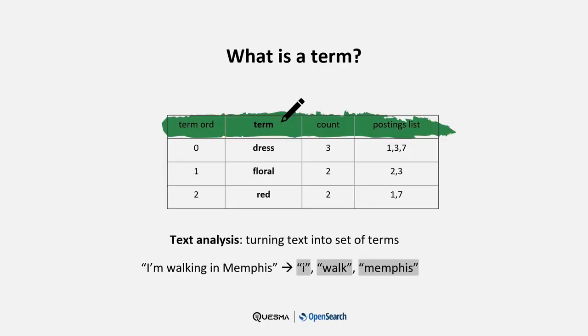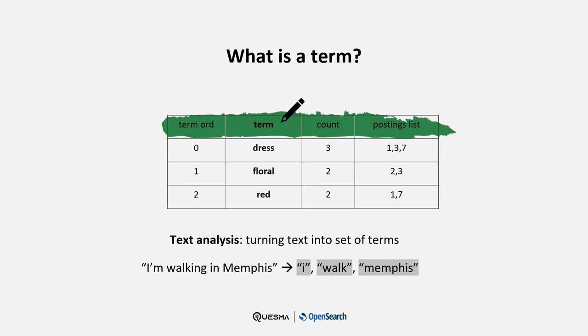So we need to pay more attention to the actual term here, because up to this point, we have used the word in the text document and term interchangeably. And that was okay, but not anymore, unfortunately. We have to go through the process of text analysis. Before the text is turned into terms in the inverted index, there's a whole process of text analysis.